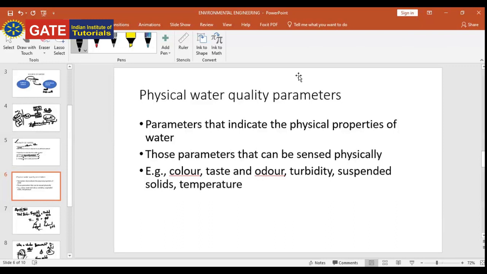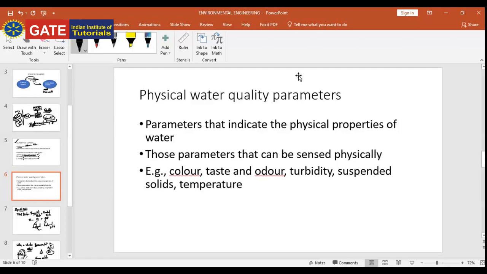And the next parameter is suspended solids. So what are suspended solids? Suspended solids are solid matter that is suspended in the water, right? We'll be able to pick them up, we'll be able to see them, so then we call them suspended solids.